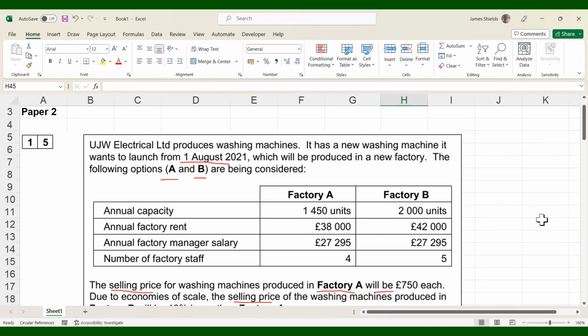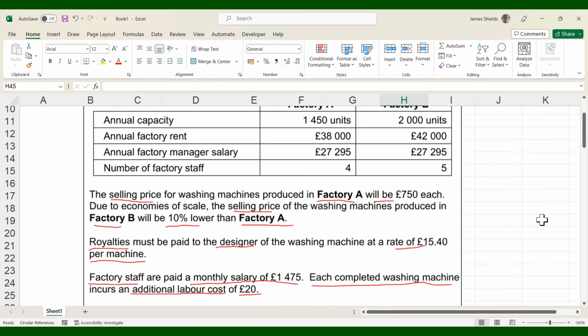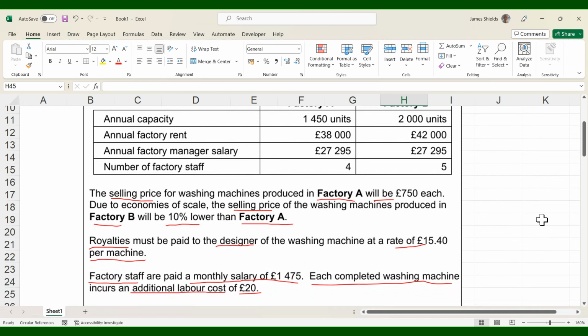The annual factory manager's salary in both Factory A and Factory B is going to be the same, it's £27,295. Now, the number of factory staff in Factory A is 4 staff, and in Factory B, it's 5 staff. Now, the selling price of the washing machines produced in Factory A will be £550 each. Now, due to economies of scale, the selling price of the washing machines produced in Factory B will be 10% lower than Factory A.